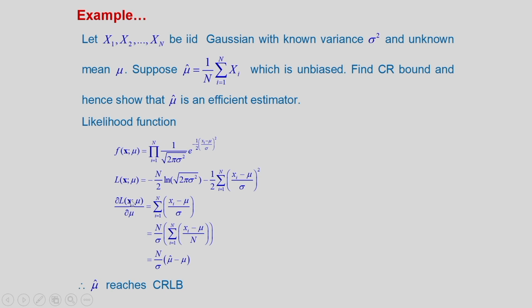So we have seen that del L by del mu, that is the first partial derivative of the log likelihood function, is a product of one constant term, n by sigma square, and mu hat minus mu. Therefore, according to the equality condition of the Cramer-Rao theorem, mu hat will reach the CRLB. Because this partial derivative is a product of the factor mu hat minus mu and a scalar, mu hat reaches the CRLB, and hence mu hat is an efficient estimator.